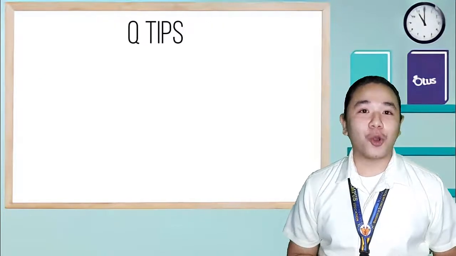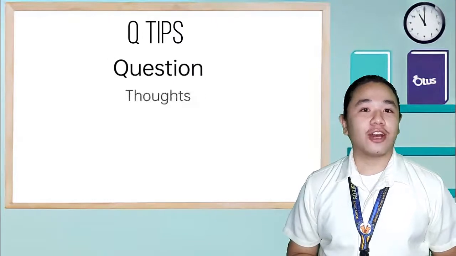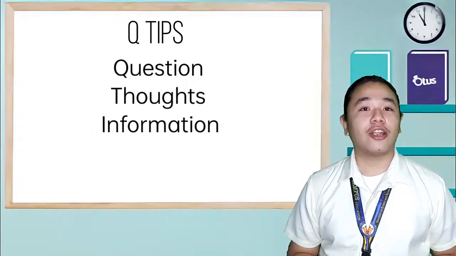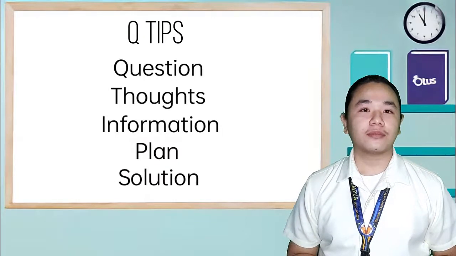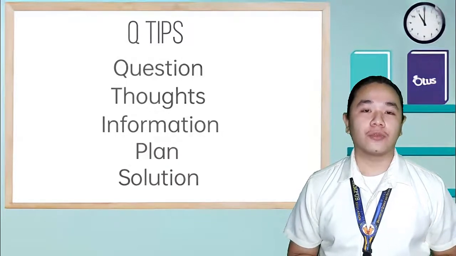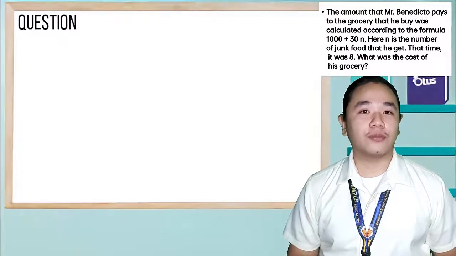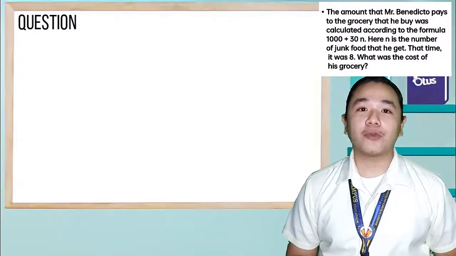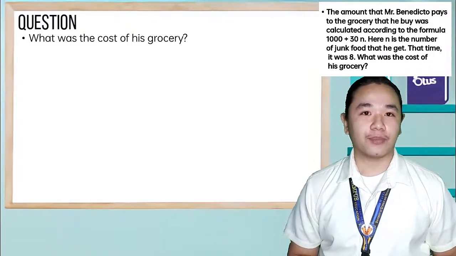That strategy is called Q-tips. Q-tips stand for question, thought, information or important information, plan, and solution. Let's start with question. Here in question, we need to identify what the question is. So in our problem, the question here is, what was the cost of his grocery?